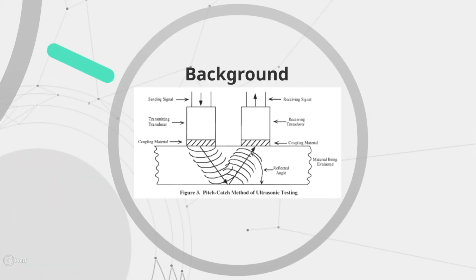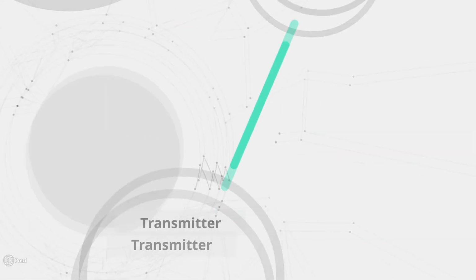An ultrasonic measuring device works by the transmitter sending a signal which is reflected off either the back wall of the block or a defect. The reflected signal is detected by the receiver. The time taken for this to happen enables the distance to be calculated.